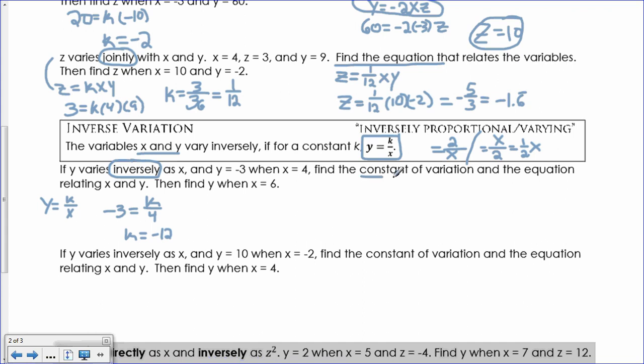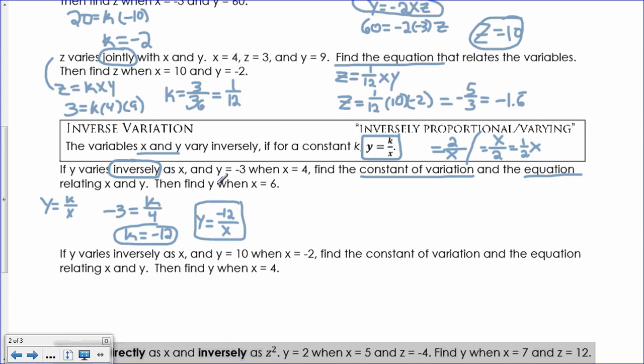Find the constant of variation. All right, so that was part of the question. So they want us to actually find the constant of variation and circle it. They also want us to find the equation relating x and y. So that would be your relationship like we had. It's the skeleton, but with the definition of k plugged in. So it would be y equals negative 12 divided by x. That's the equation that they were looking for that relates x and y.